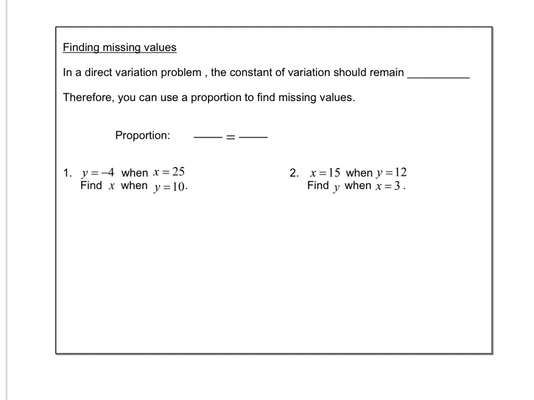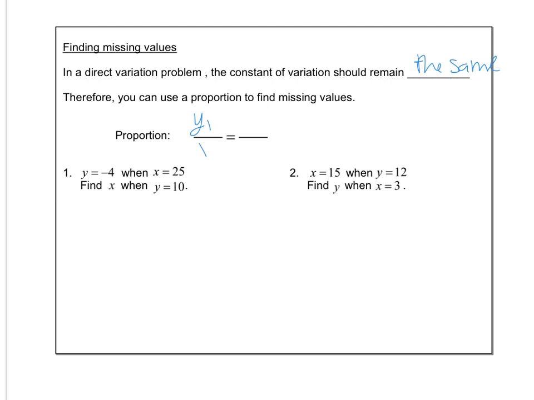Alright, the next type of problems we're looking at is finding missing values. In a direct variation problem, the constant of variation should always remain the same, constant. So what that tells me is if we use a proportion to find the missing values, any y paired with any x should come out. If I pick a point, y and x, and then I pick another point, y over x, they should come out to be the same.